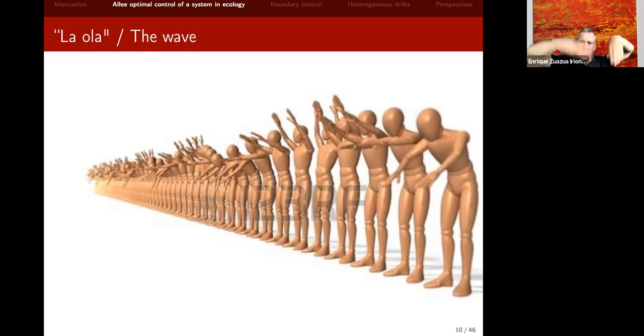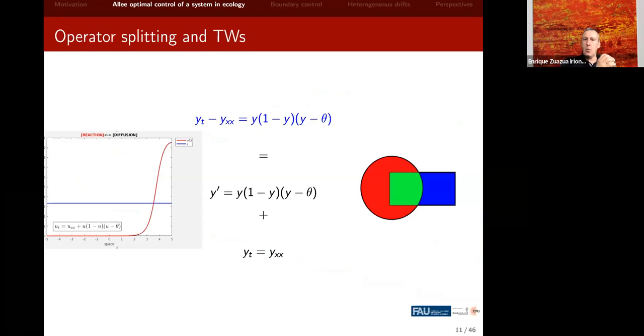And then this is a jest that the neighbors imitate. And in this way, this generates a kind of traveling wave profile or front propagating. How can we see that from a mathematical perspective?